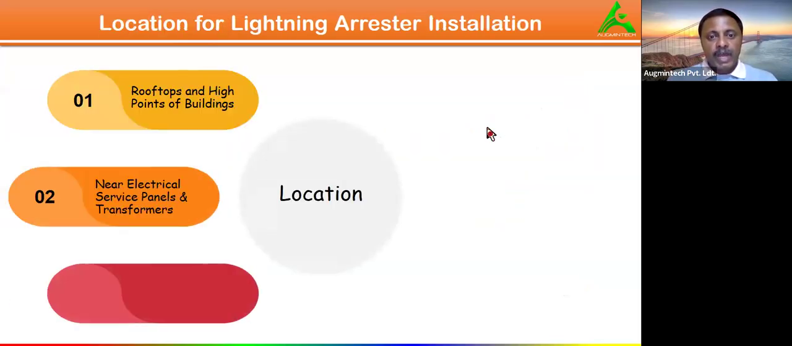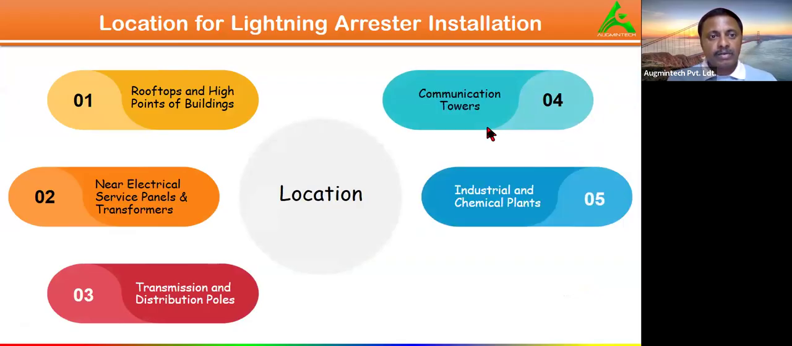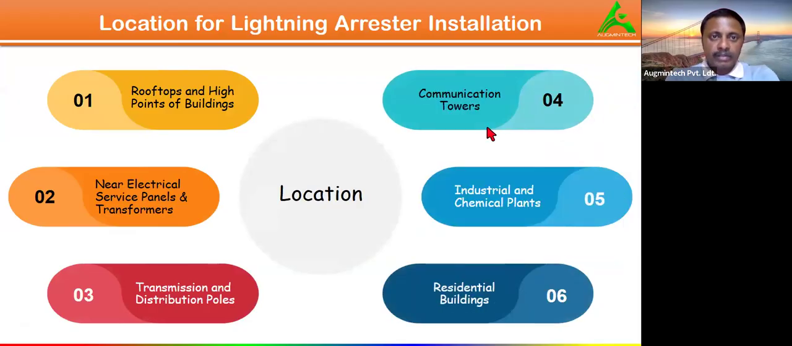So where do we install this? It's nothing but the rooftop and high points of the building, right? In the rooftop or high points of the building. As I told you, if you have a chimney in the roof, or something like a doghouse, the topmost portion is where we have to install.